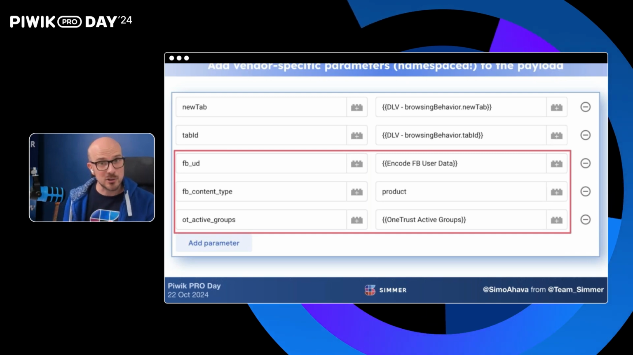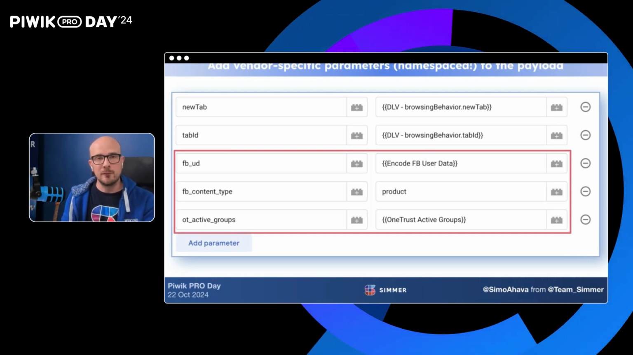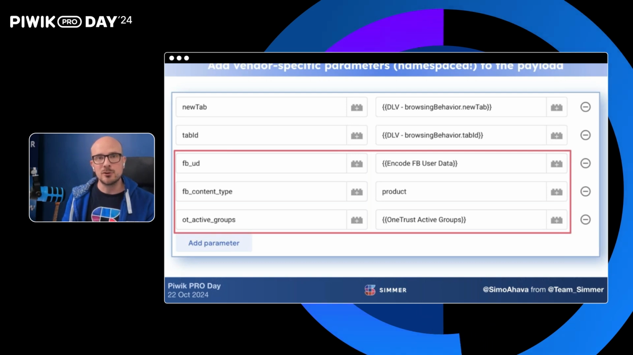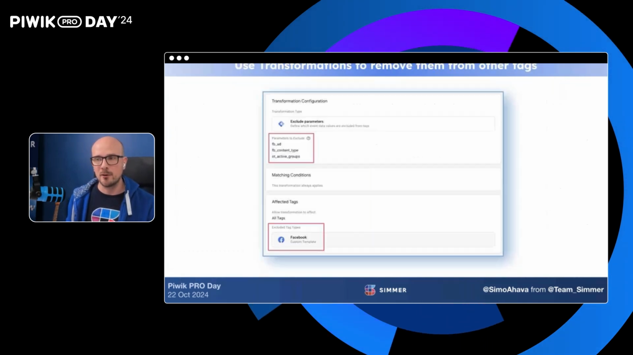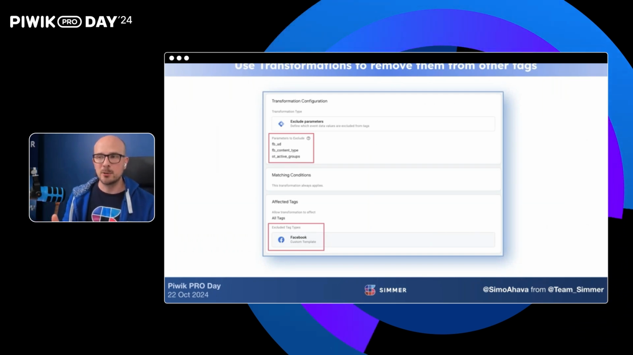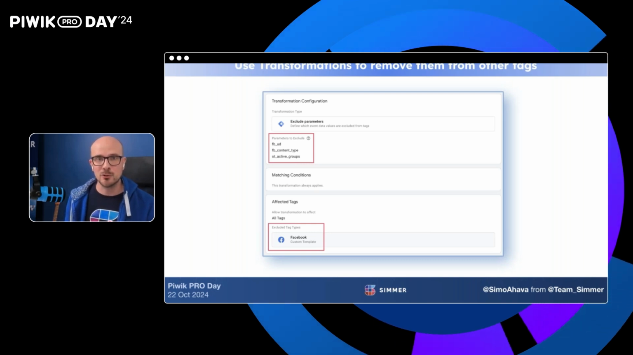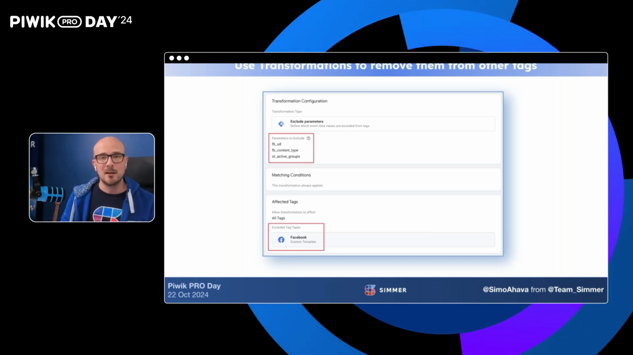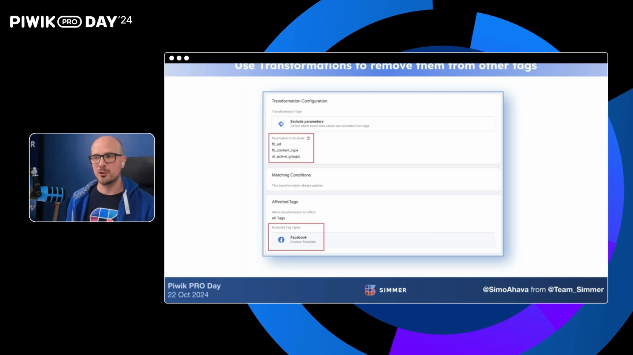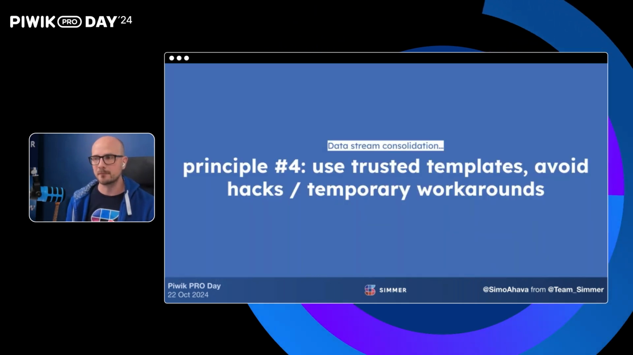So this is one of the downsides of data stream consolidation. You will need to add all that information to the GA4 tags, even if you don't want to actually collect them to GA4. But then you have transformations at your disposal, so you can make sure that all these Facebook-specific parameters are automatically excluded from any tag that isn't Facebook. So you don't accidentally leak Facebook-specific parameters to your GA4 data, for example. So transformations are your best friend here.